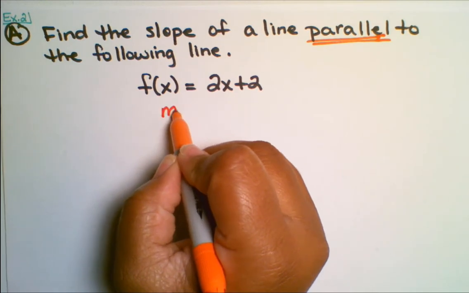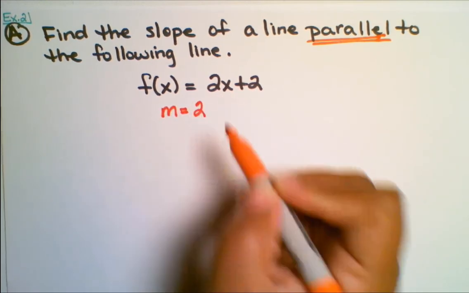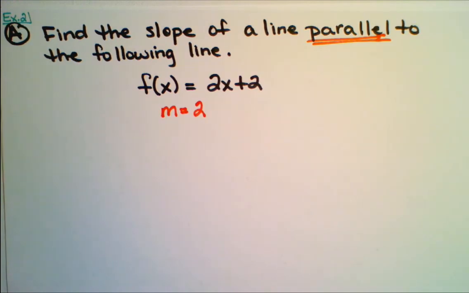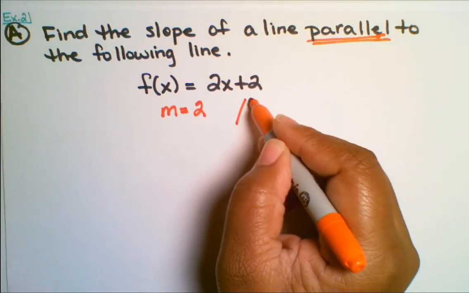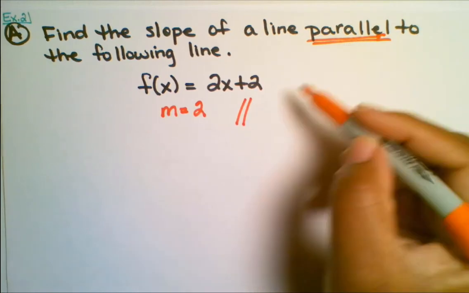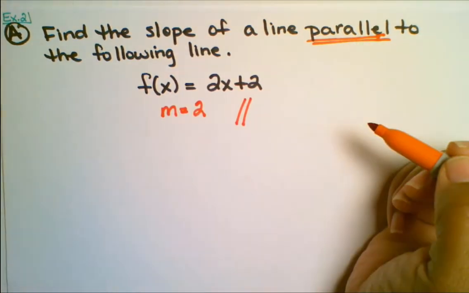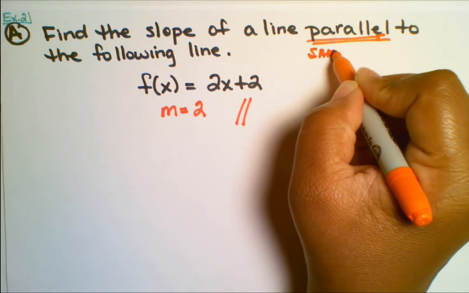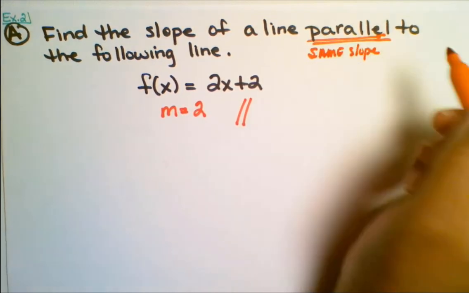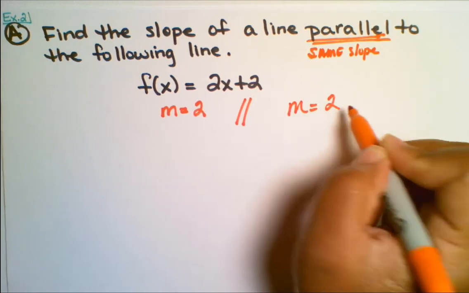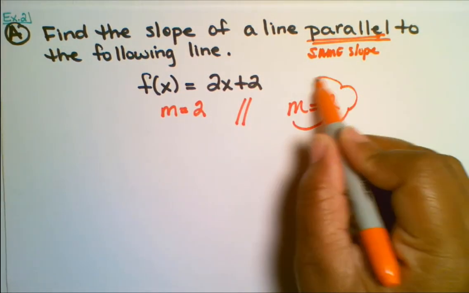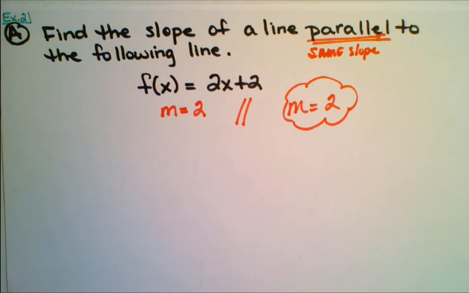Well, its slope is 2. Now, the second line that we look for, or we would eventually graph, is going to be parallel to this equation. So what would its slope be? That's what the question is asking. Since we're talking about parallel lines, the slopes are the same. It will be 2. Same slopes.